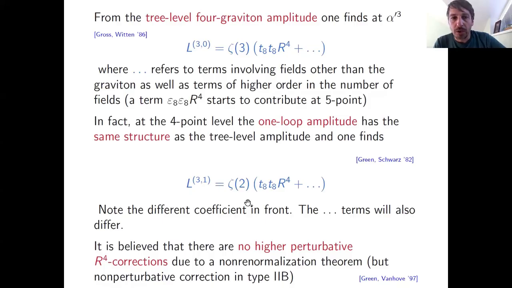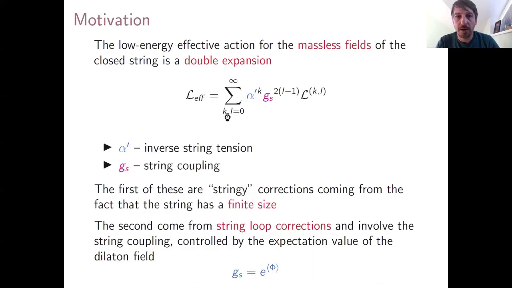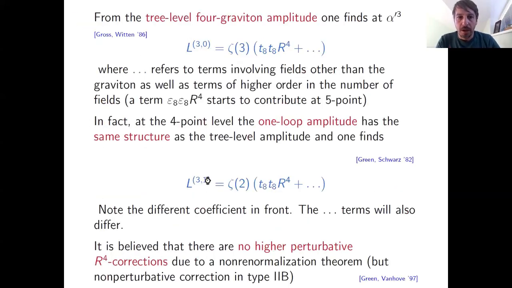And you find that the one loop correction, so this corresponds to, in my expansion here, k being 3, which is alpha prime to the 3, and L is 1 now, is the one loop correction. It has a coefficient zeta of 2 instead, so pi squared over 6, but otherwise the same structure. Although the higher order terms and so on will differ. But the only thing at the 4-point level that differs is the coefficient in front.